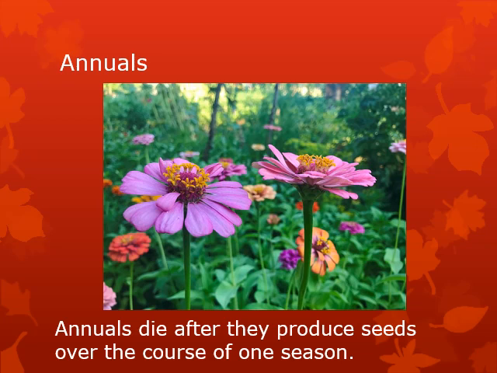Among the angiosperms, we have three types of plants: annuals, biennials, perennials. Annuals are what you might call instant color. They produce seeds over the course of a single season. They live and die in one season. These are the super cheap plants you can buy from like Lowe's or Home Depot or wherever.